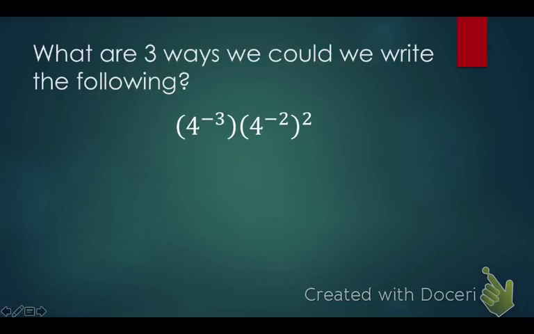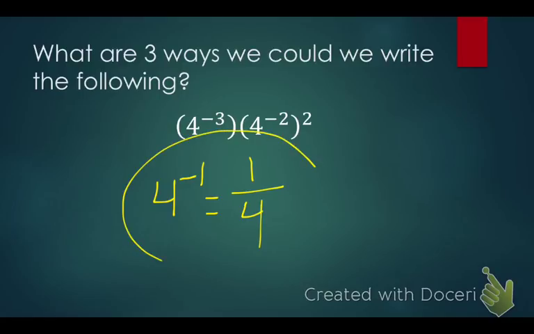Okay, I want you to try this one on your own. So, you should have written 4 to the negative 1, which equals 1 over 4. And really, there's actually only 2 ways that you could write this expression.